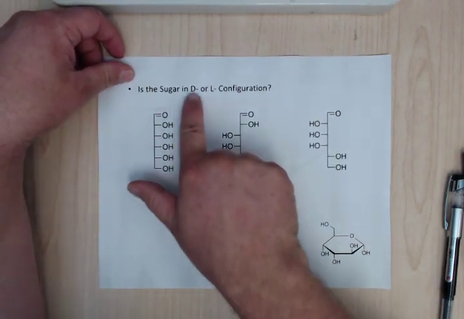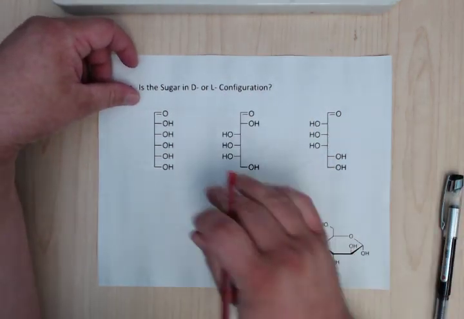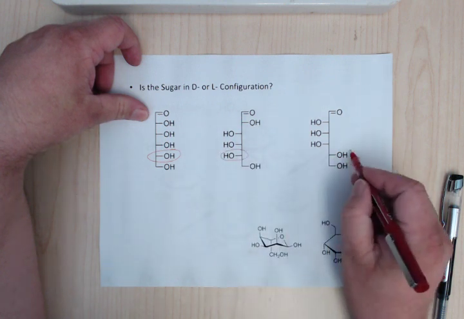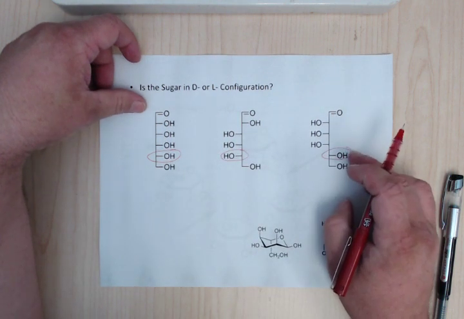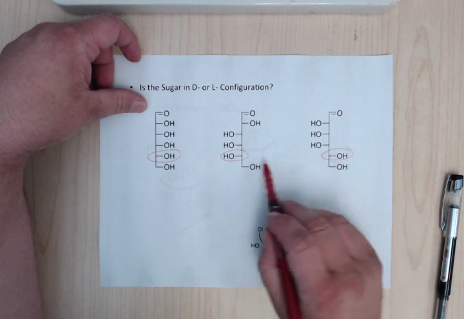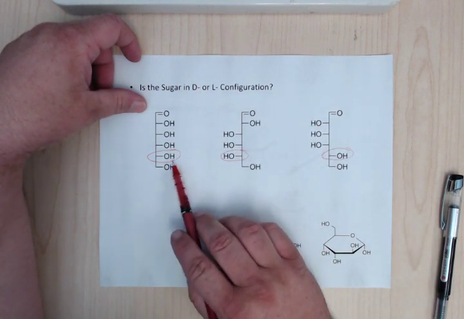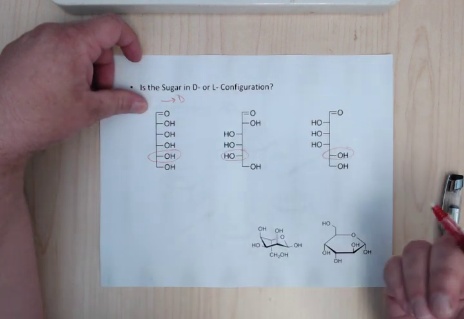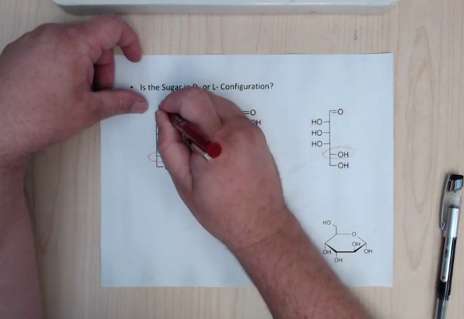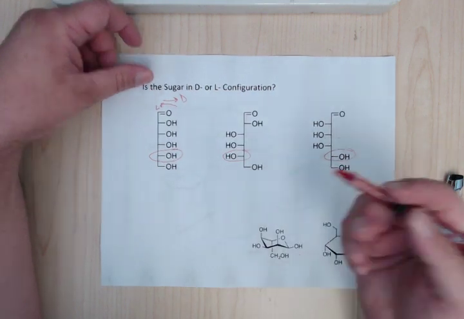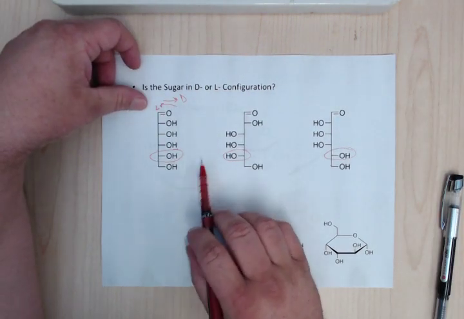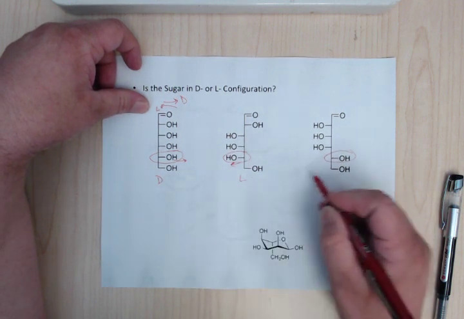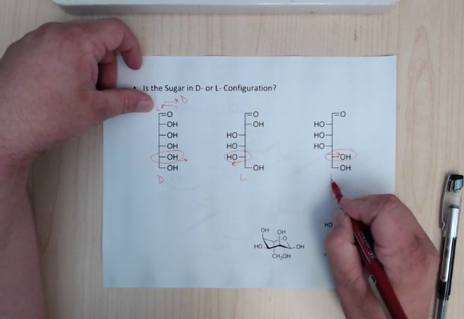Okay, so is the sugar in the D or L configuration? For the straight chain, all you have to do is look here at the last chiral center. If it's pointed to the right, it's D. If it's to the left, it's L. So for here, it's going that way, to the right, so it's D. Here it's pointed to the left, so it's L. Here it's pointed to the right, so it's D.